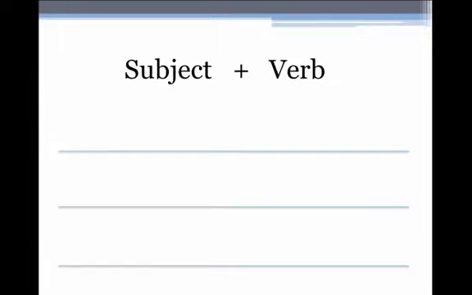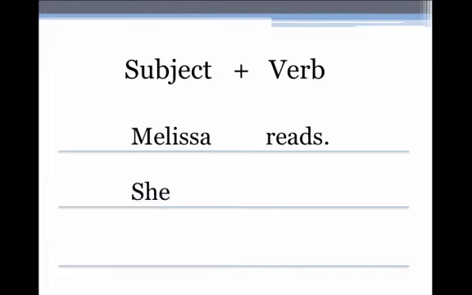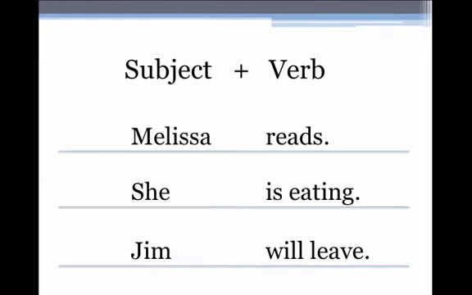Let's look at different English sentence patterns. English sentences have 5 basic patterns. First, there is subject plus verb. This structure does not have an object. For example, Melissa reads. Melissa is the subject. Reads is the verb. Let's look at 2 more examples. She is eating. Jim will leave. These sentences are very basic and do not have an object.